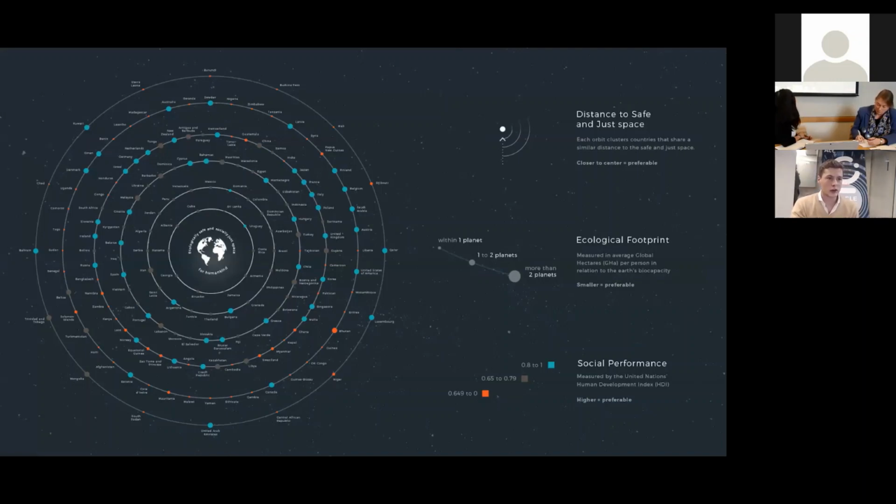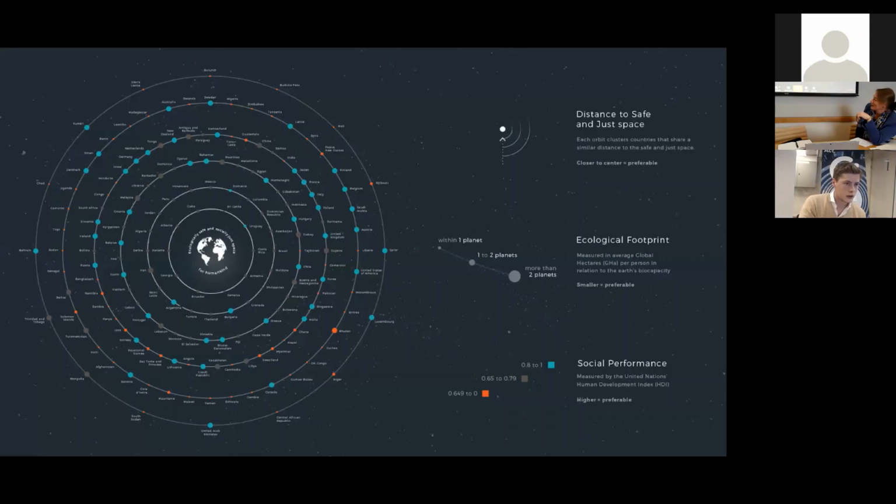It essentially shows the distance of different countries to that sweet spot of being in the ecologically safe and socially just space, whilst showcasing how much they're putting a strain on the environment, but also how high they're doing in terms of social performance. And when we look a bit closer at this, I hope we can.